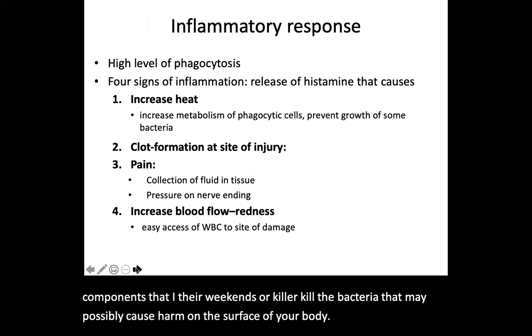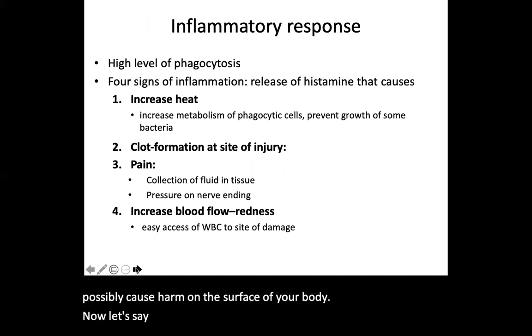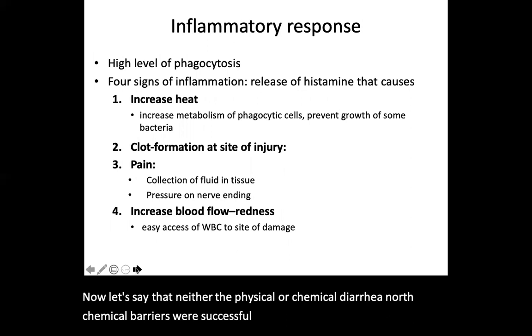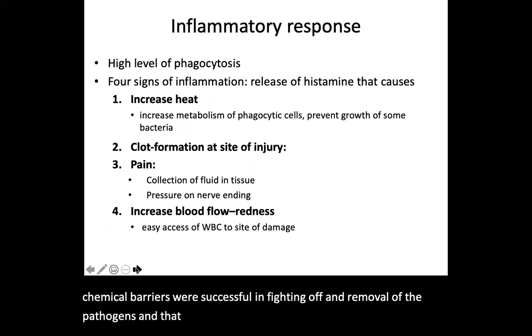Now, let's say that neither the physical barriers nor chemical barriers were successful in fighting off and removal of the pathogens, and that pathogen gained access to the body.